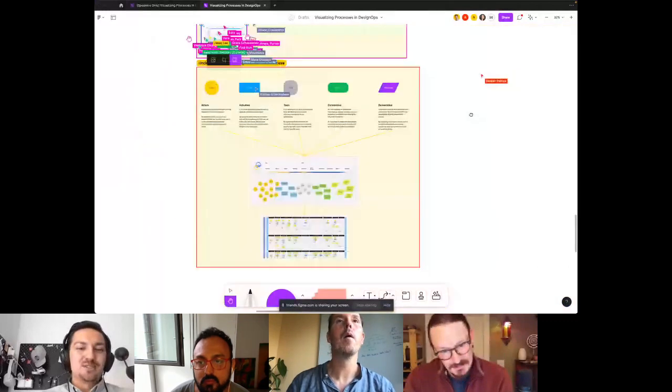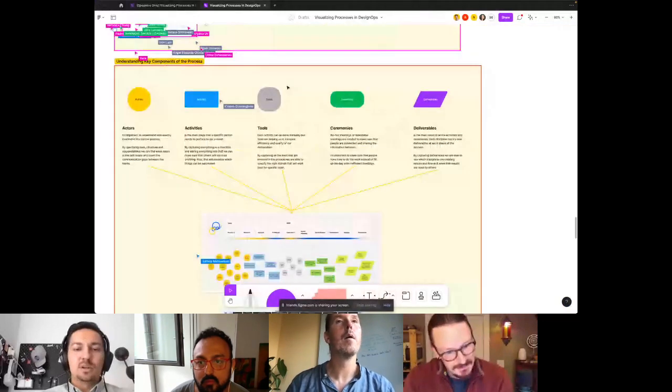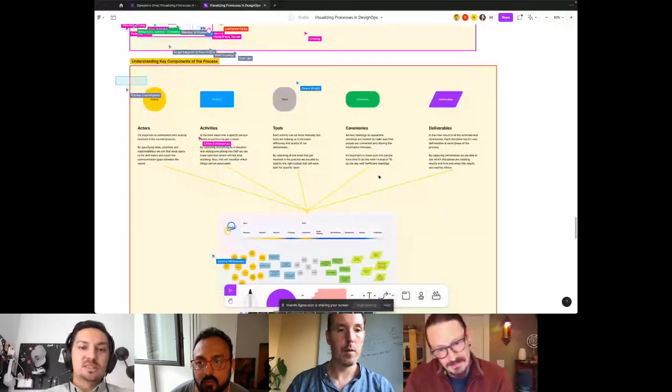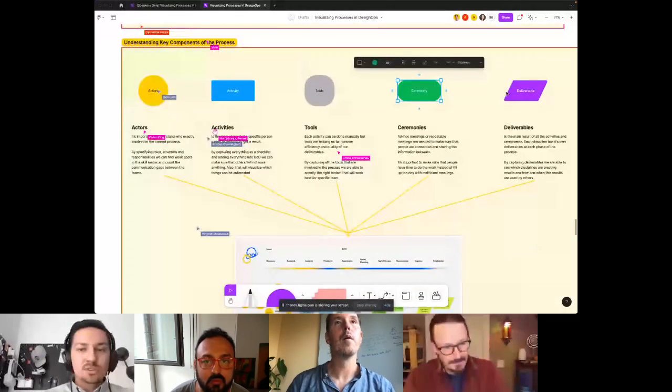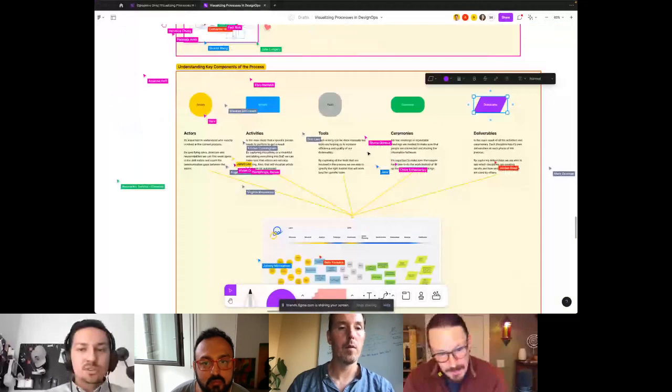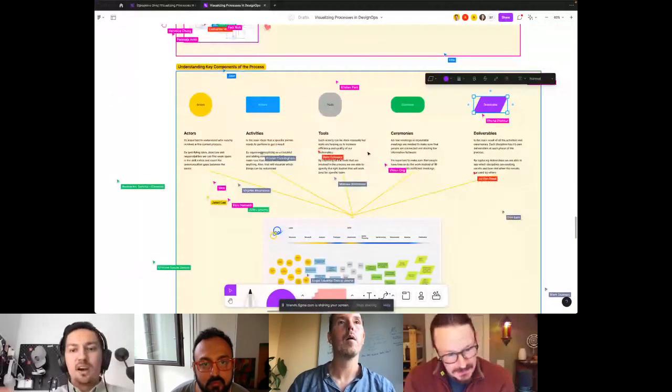And the last thing that I want to mention around this topic is that when I'm visualizing the process, I'm using these 5 main key components to visualize things. They are called actors, activities, tools, ceremonies, and deliverables. So within this approach, you can visualize pretty much everything. Again, there are different ways to visualize things, but this is the way that worked for me.